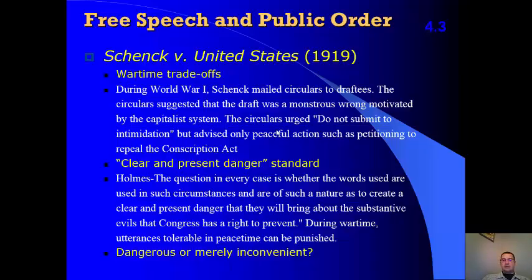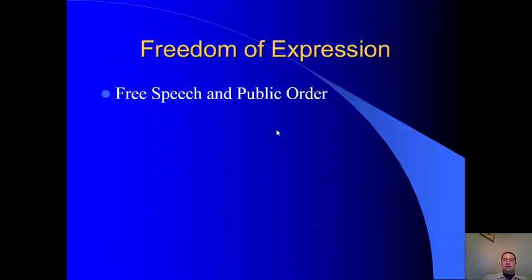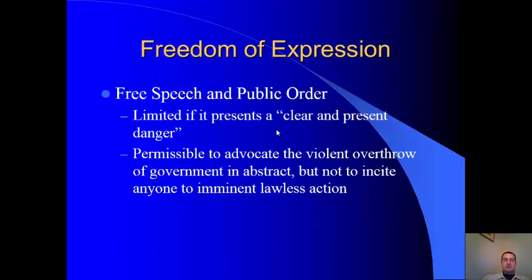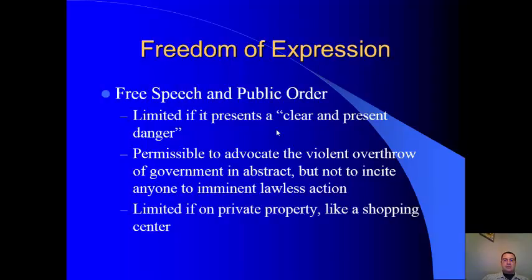The question is, in every case, whether the words used are used in such circumstances and are of such a nature as to create a clear and present danger that they will bring about the substantive evils that Congress has a right to prevent. So during wartime, utterance is tolerable and in peacetime can be punished. And so the question was, when Schenck wrote all these circulars saying, don't submit to the draft, was that a violation that could be punished? Was it dangerous or merely inconvenient? And Schenck was prosecuted under that provision. Free speech is limited if it presents a clear and present danger.